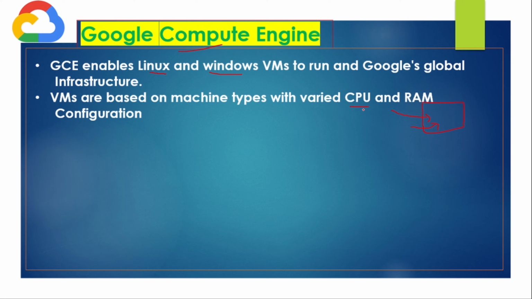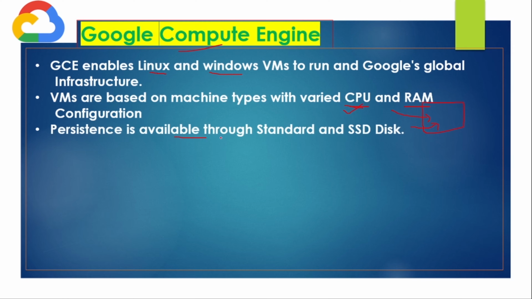Now the VMs that you create are based on machine types with varied CPU and RAM. If your requirement is to have more CPU cores, of course you can select that in the CPU configuration, and the RAM that is required for doing your job, you can select that too. Of course, these are virtual CPUs and RAMs, right?